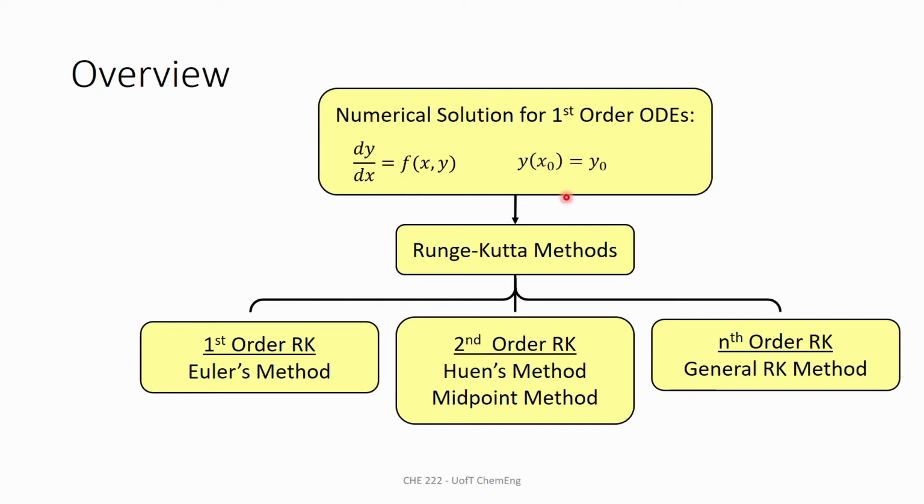And if you remember, I mentioned that there is a large family of methods called Runge-Kutta methods. We started with the first order Runge-Kutta, which is also known as Euler's method, and then we introduced modified versions of Euler's method, namely Heun's and midpoint methods, which are second order. And in this session, I'm going to introduce you the general form of Runge-Kutta method that can be extended to third order, fourth order, and so on and so forth.